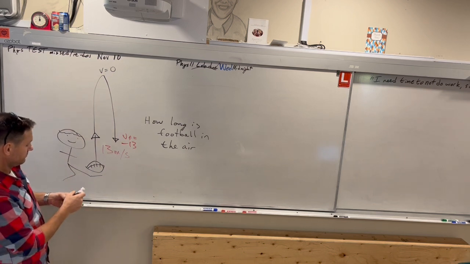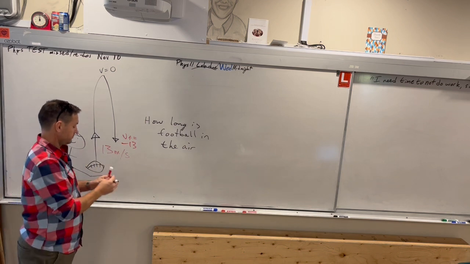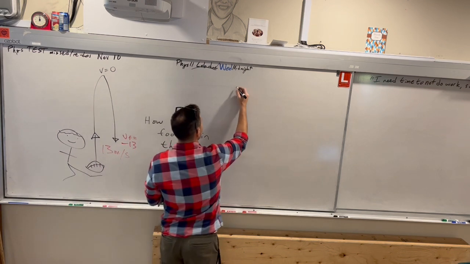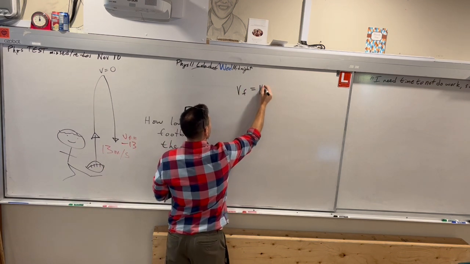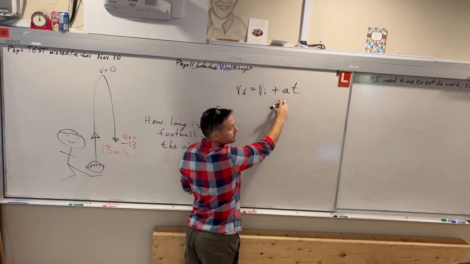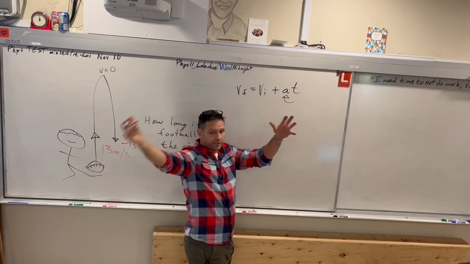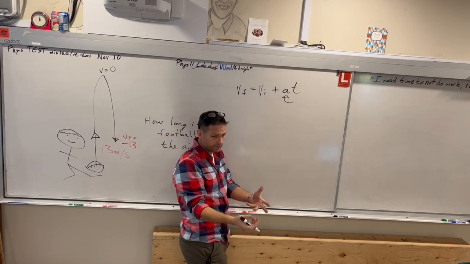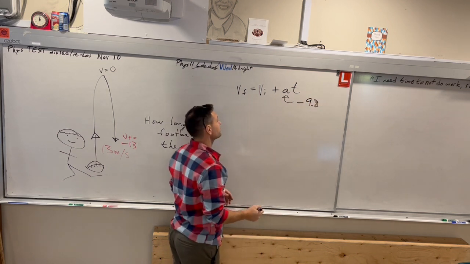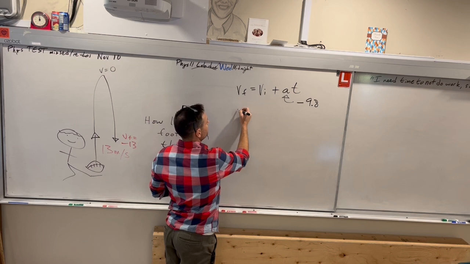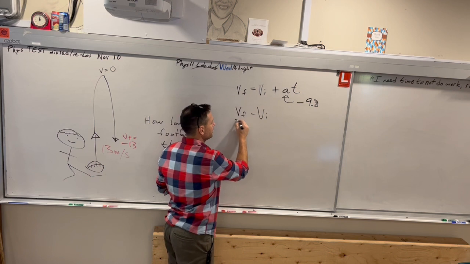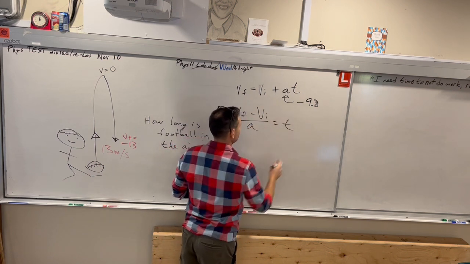Okay, so what formula will we use? So you can say VF equals VI plus AT. Do we know A? Yes. Negative 9.8. We're just in the air, no forces, nothing except for gravity. So A is equal to negative 9.8. If we want to solve for time, we're going to do VF minus VI over A, and that should give us our time.